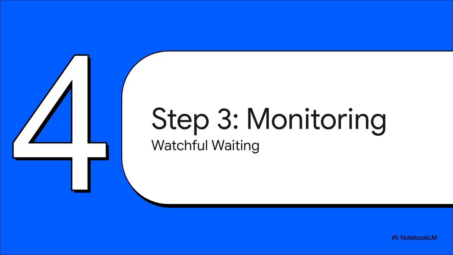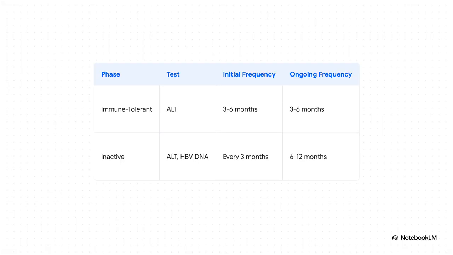Which brings us to step 3, monitoring. Now, for patients in that immune-tolerant or inactive phase, we usually don't start treatment, but no treatment does not mean no action. It means we're watching them like a hawk. And here's the game plan.